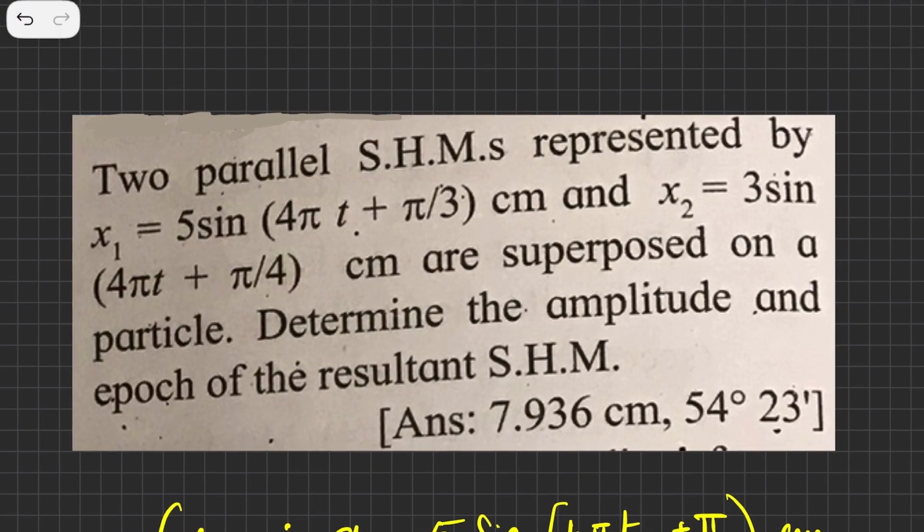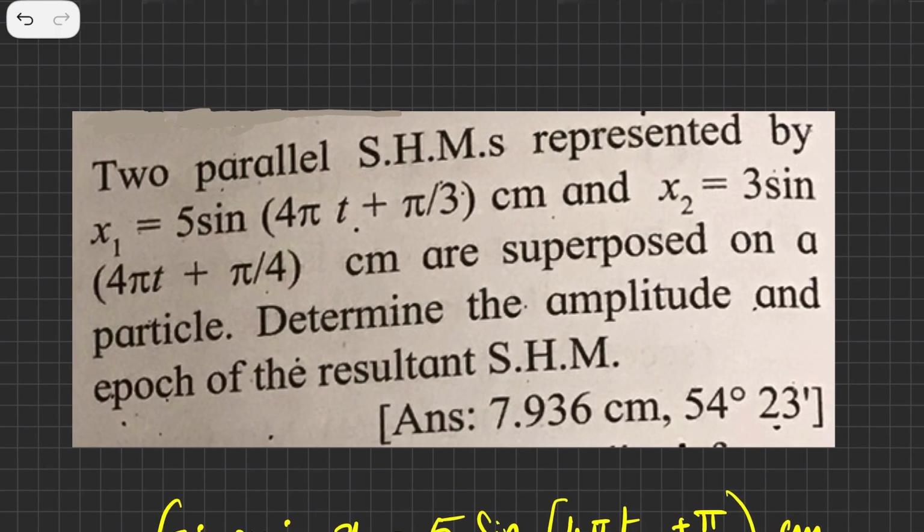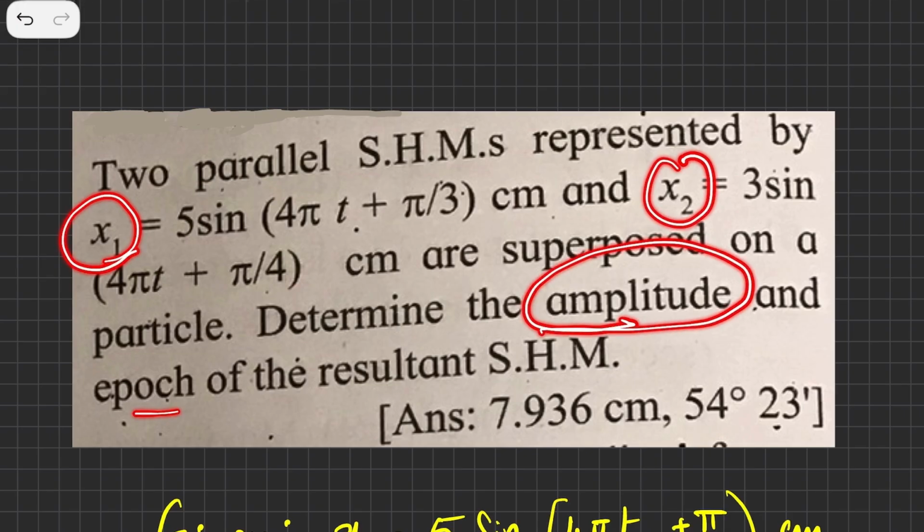Here we are with another numerical on oscillations, and you can pause the video and go through the question. The question says there are two simple harmonic motions, x1 is equal to and x2 is equal to. Note that they both are in centimeters and they are superimposed, and we are supposed to find the resultant amplitude R and the resultant initial phase angle, that is the epoch. So x1 is given, x2 is given, and we are supposed to find out the amplitude and the epoch.